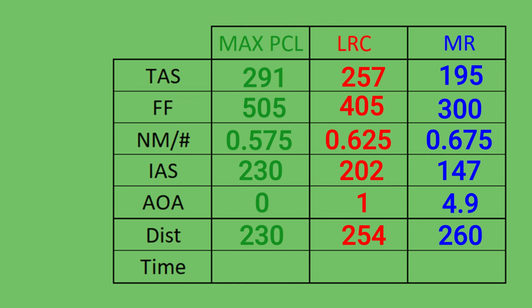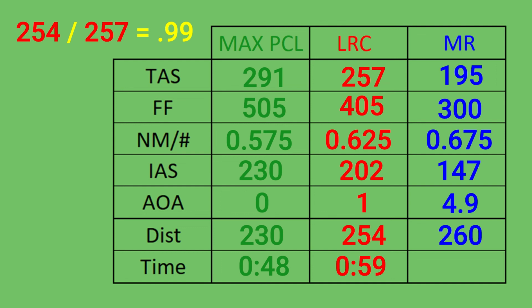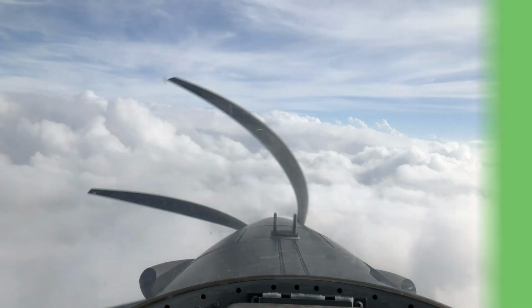In terms of time, you can fly at max torque for 48 minutes before reaching 300 pounds of fuel remaining. At long range, the time en route is 59 minutes, and at max range, an hour and 20 minutes. In this example, long-range cruise costs you 6 miles of distance that you could travel with 400 pounds of fuel, but saves 21 minutes of time en route. That completes this lesson on T6 Told.